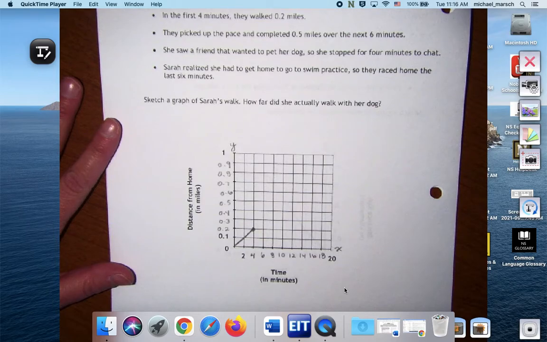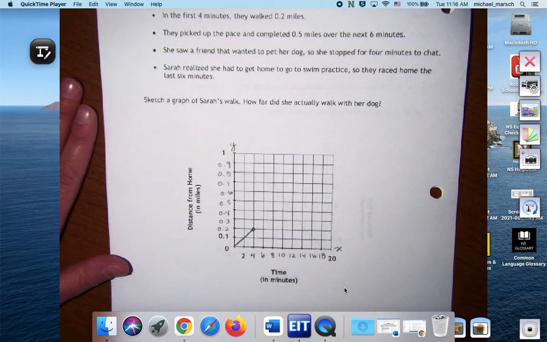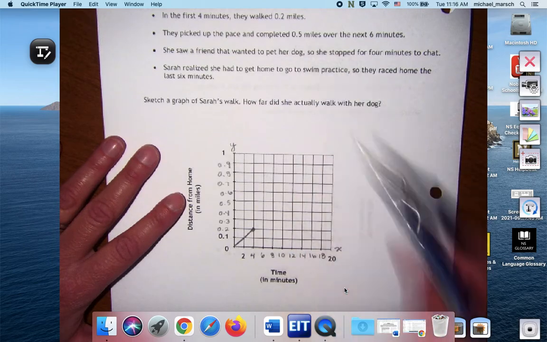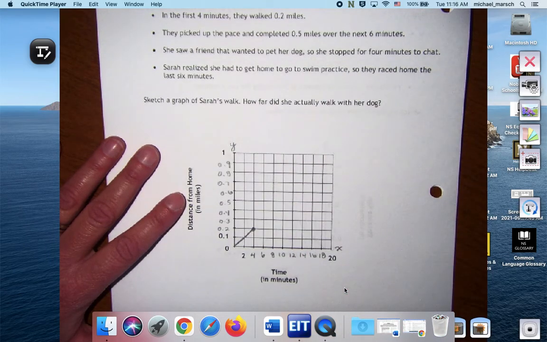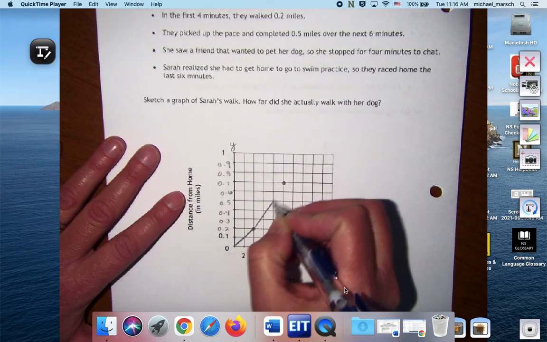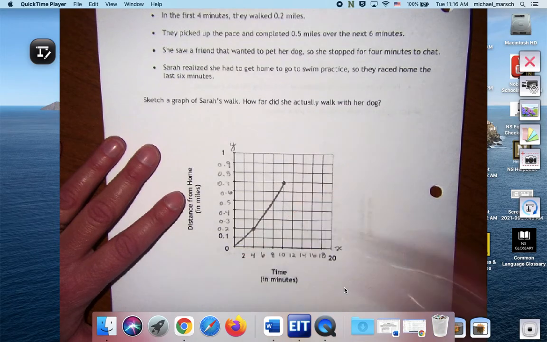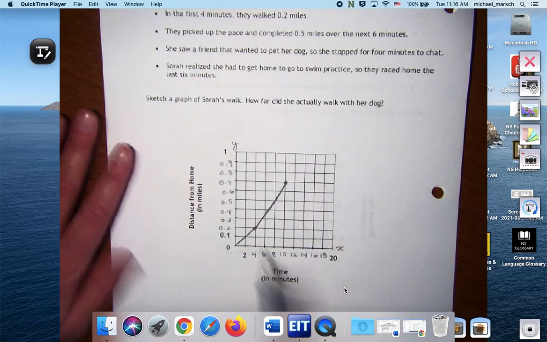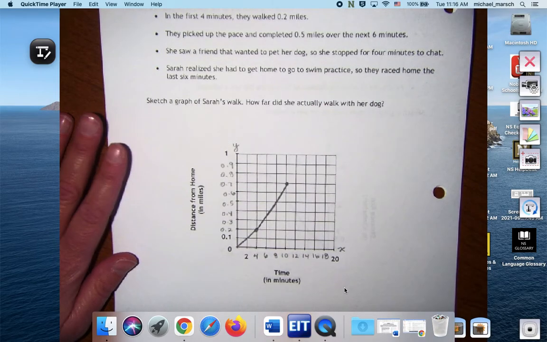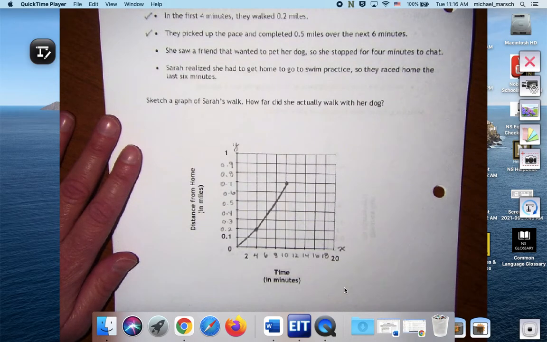They picked up the pace and completed 0.5 miles over the next 6 minutes. So that tells me how many total miles have they gone? 0.7, right? Because they completed this over the next 6 minutes. So they went 0.5 miles further over 6 minutes. So now I'm at 10 minutes total, and I'm up at 0.7. Well, she'd already gone 4, so 4 plus the new 6 gives me 10 total minutes. Almost forgot. Non-linear, right? Definitely, yep.